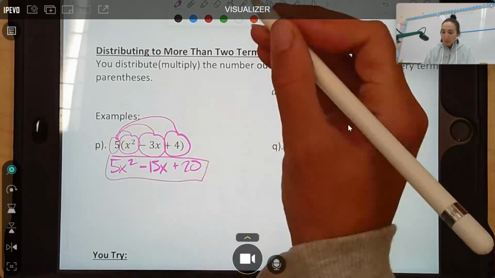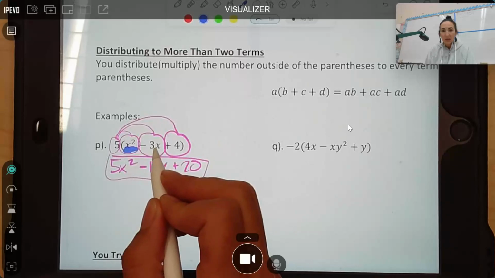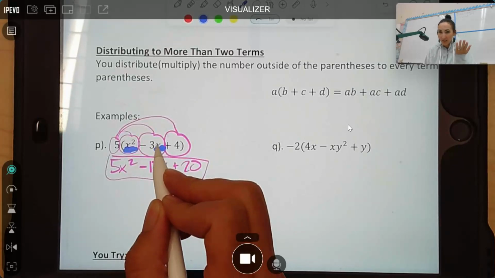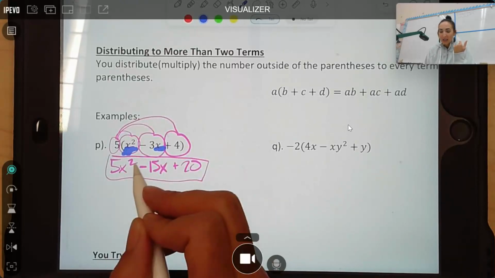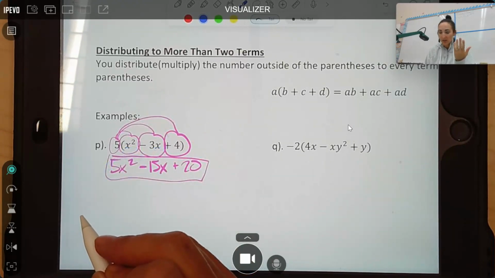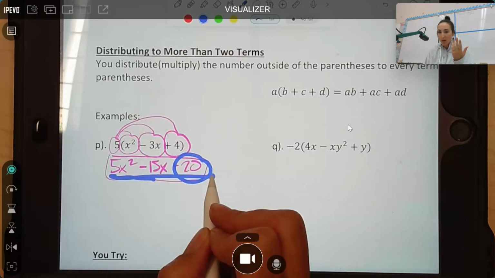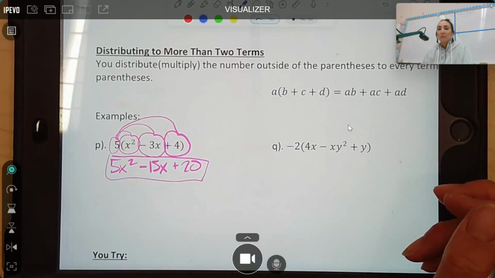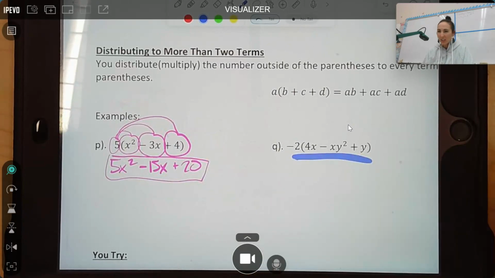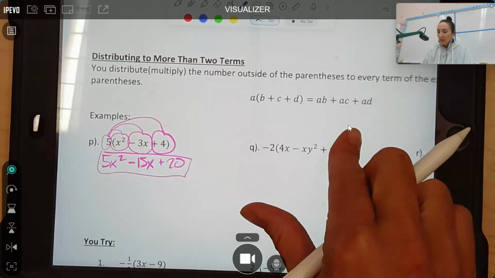Now, proper notation for this, if you have varying degrees of variables like x squared and x, the highest exponent should go first, and then your constant should be last. Like, that's in proper order. If you have more than one letter, it's usually alphabetical, like XYZ or ABC.